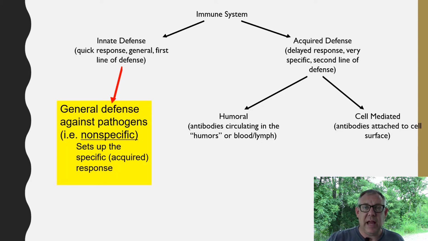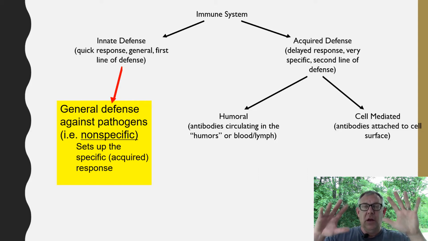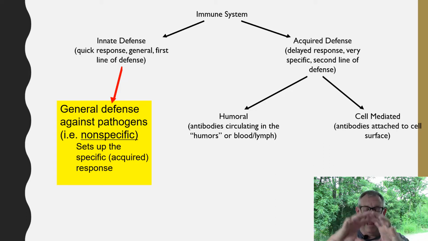So as we said, the innate defense is a general defense against pathogens. It's non-specific. But it does set up the acquired defense. So you'll notice there's going to be a lot of signaling between these two groups. There's not a hard line between them. There's lots of cells that are involved in both, signaling between both. The innate sets up the acquired, so they definitely work together.